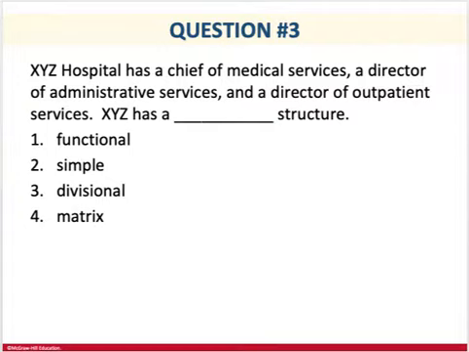So let's take a look at this question. XYZ Hospital has a chief of medical services, a director of administrative services, and a director of outpatient services. XYZ has a blank structure. If you answered A, functional, you are correct. Remember, in a functional structure, people with similar occupational specialties are put together to form formal groups.